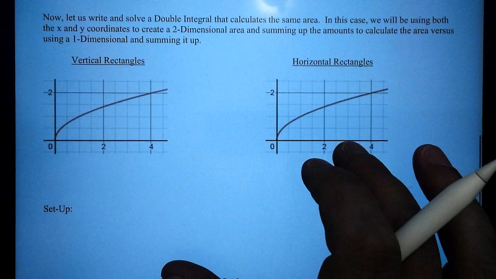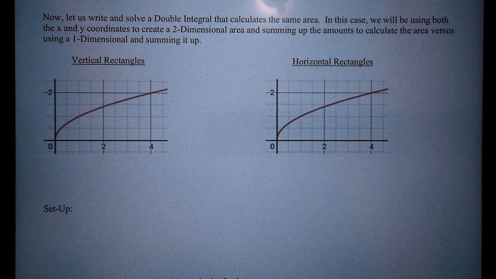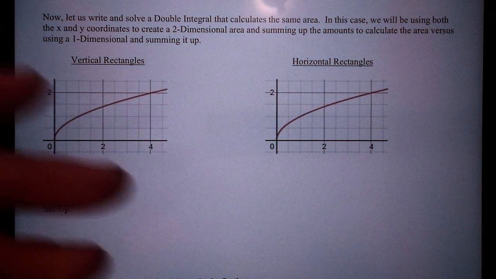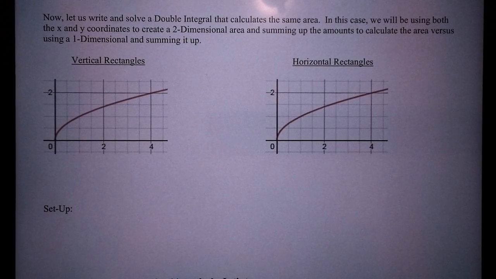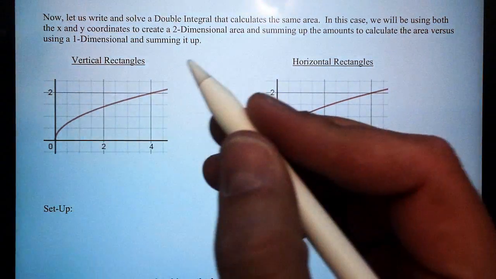So now let us write a double integral that calculates the same area. In this case, we're going to use both in the xy coordinates to create a two-dimensional area and sum up the amounts to calculate the area and volume. Alright, so we're going to get the same basic answer. The first thing we're going to do is talk about the vertical rectangles.